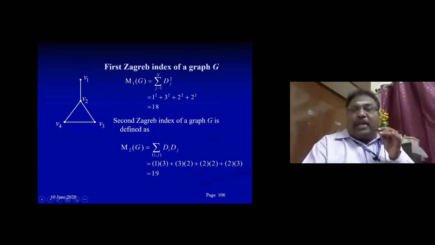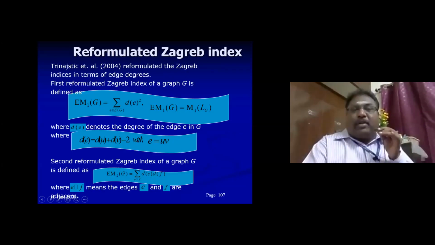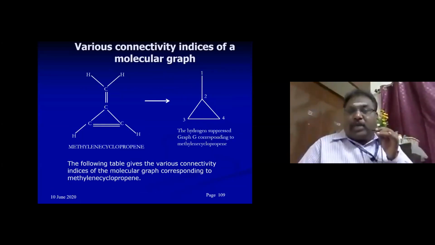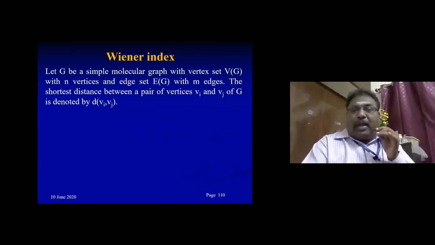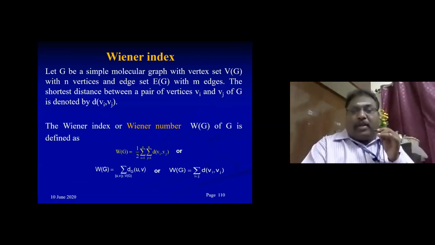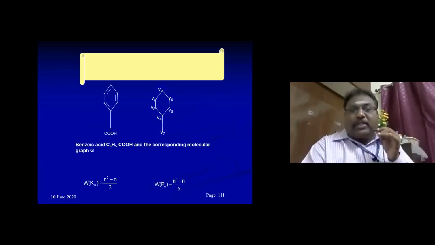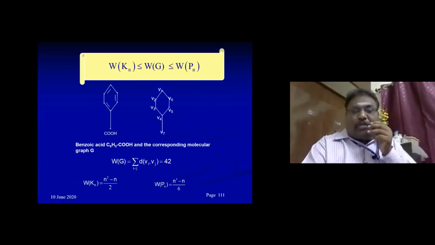Reformulated Zagreb index, first reformulated. And this is the compound which we took as an example: methylene cyclopropane. In reality it exists. That is this particular compound. Fine. So there goes the study of the Wiener index for benzoic acid, the corresponding molecular graph. It's 42. And then we come to the conclusion.